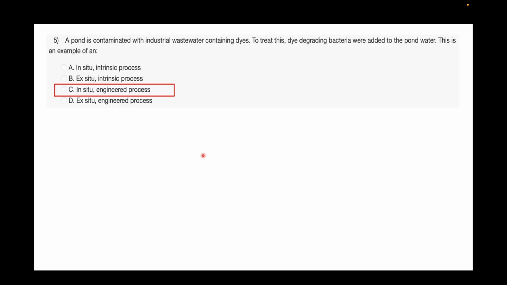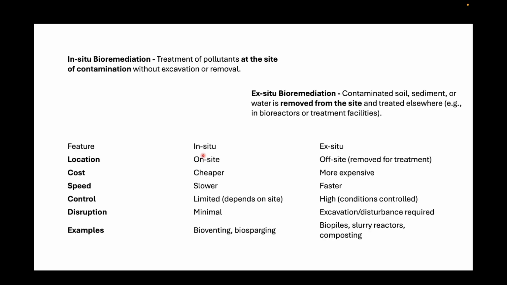Okay, let us understand what is the difference between in situ and ex situ and intrinsic and engineered processes. So in situ bioremediation, as the name suggests, is treatment of pollutant at the site of contamination without excavation or removal. So if you do not remove or excavate the material, you treat the pollutants at the site of contamination. This is in situ bioremediation. In situ means inside the place.